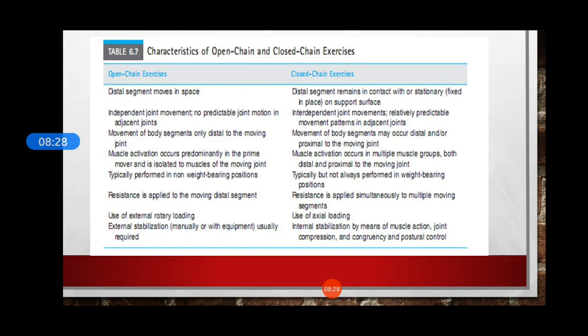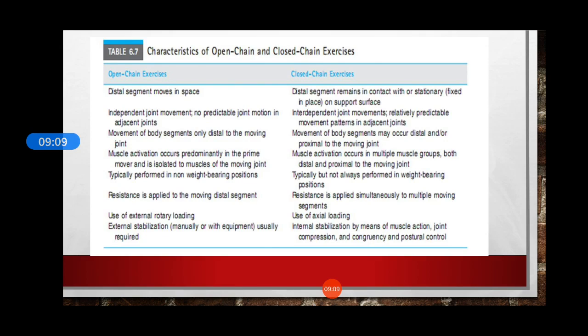When we focus on the muscle activation pattern, it occurs predominantly in the prime movers and is isolated to the muscles in the moving joints in open chain exercises. When we talk about closed chain exercises, the muscle activation occurs in multiple muscle groups. It could be distal, it could be proximal. Next, typical open kinetic chain exercises are performed in non-weight bearing and closed kinetic chain exercises are performed in weight bearing. The resistance is applied to the moving distal segment in open chain exercises, and resistance is applied simultaneously to multiple moving segments in closed chain exercises.